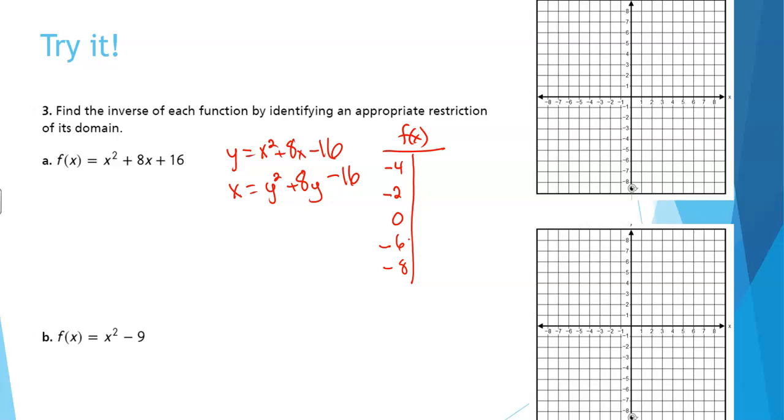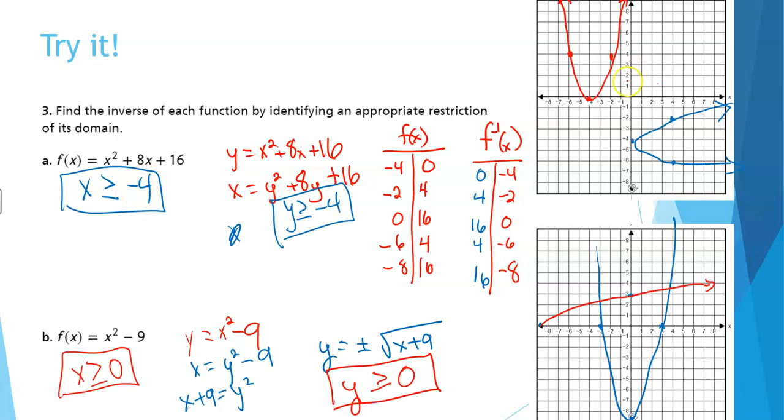And then for your inverse, you would just flip-flop the x and y's around. So over here you'd have -4, -2, 0, -6, 8, -8. And then this one can be done algebraically a little easier. And we'll try both of those and see what happens when you get back.